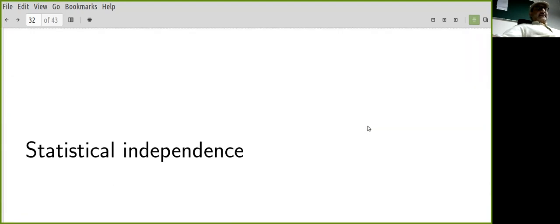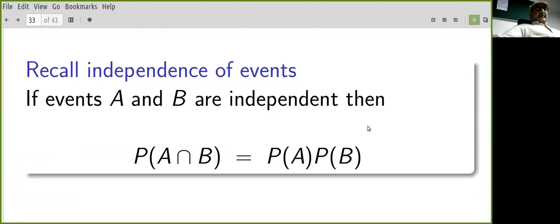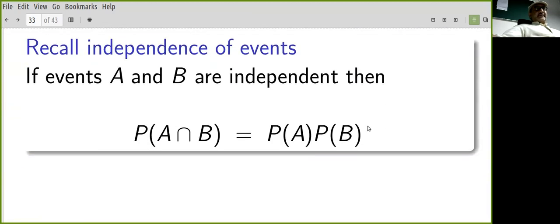Now we come to the idea of statistical independence. You recall independence of events. Events A and B are independent when the probability of A intersection B is the probability of A times the probability of B. Recall that that also implies that the probability of A given B is the probability of A, and the probability of B given A is the probability of B, when the individual probabilities are non-zero.